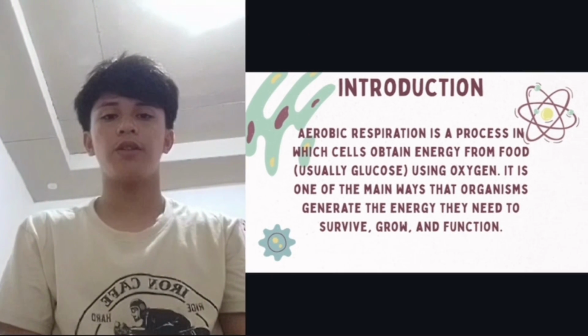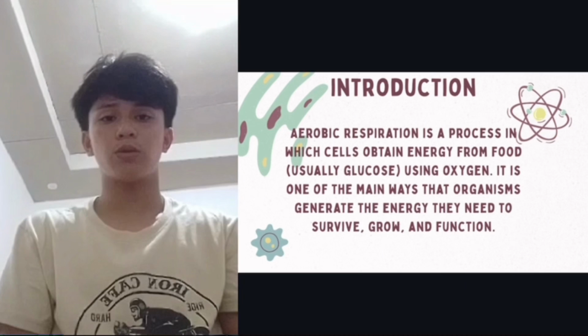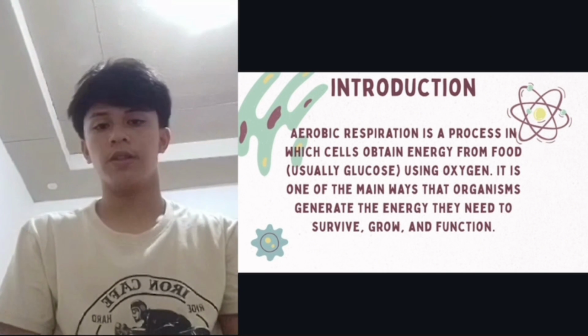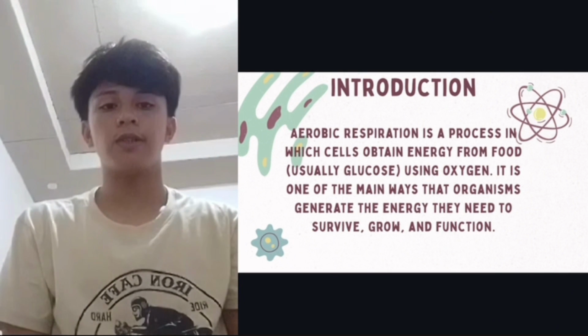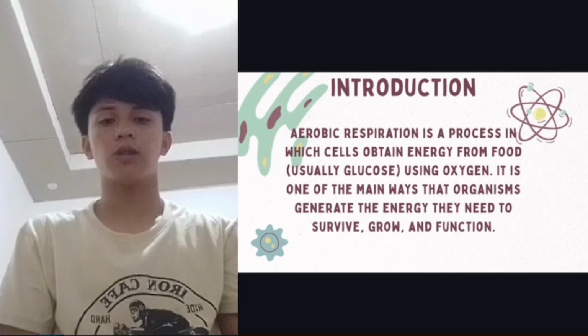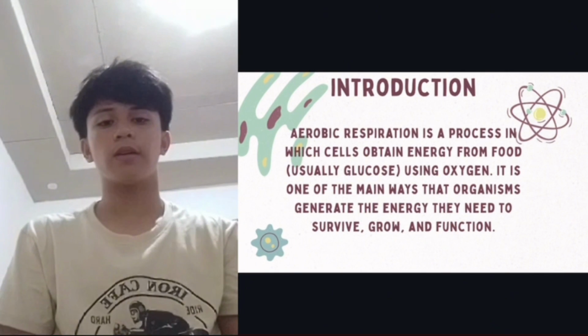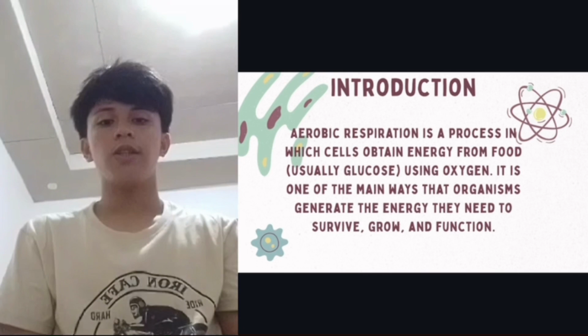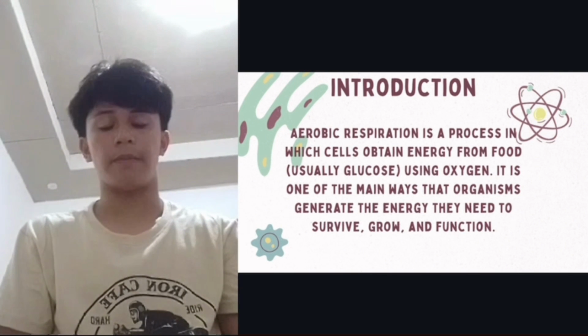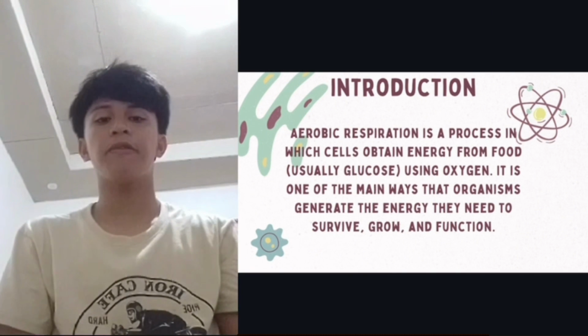Aerobic respiration is a process in which cells obtain energy from food, usually glucose, using oxygen. It is one of the main ways that organisms generate the energy they need to survive, grow, and function. For example, when a person eats food, it is broken down into glucose. As they breathe in oxygen, it enters the cells where aerobic respiration occurs. In this process, glucose and oxygen combine to produce energy, or ATP, along with carbon dioxide and water.